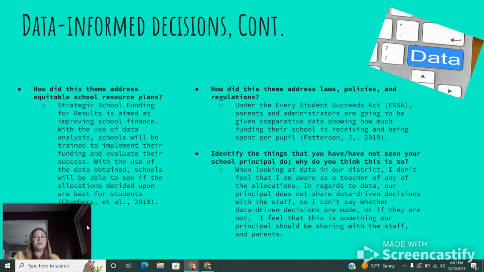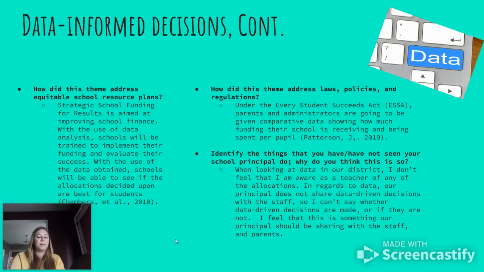Identify the things that you have seen or not seen your principal do. When looking at data in our district, I don't feel that I'm aware as a teacher of any of the allocations. In regards to data, our principal does not share data-driven decisions with the staff, so I can't say whether data-driven decisions are made or if they are not. I feel that this is something our principal should be sharing with the staff and parents.